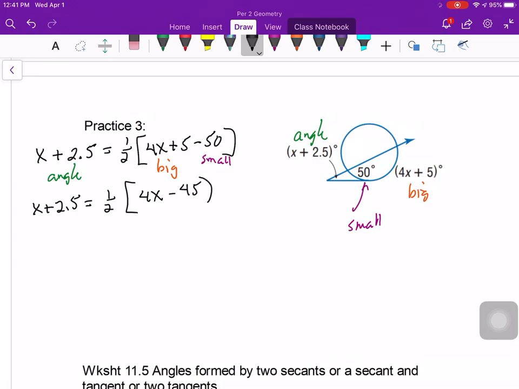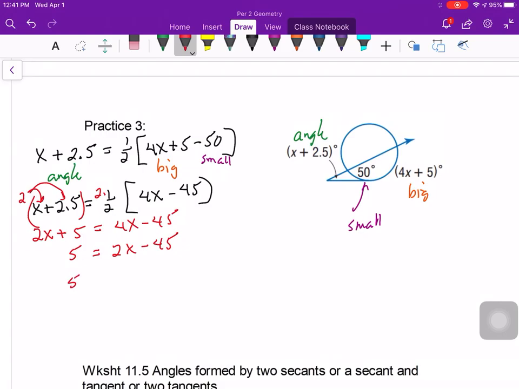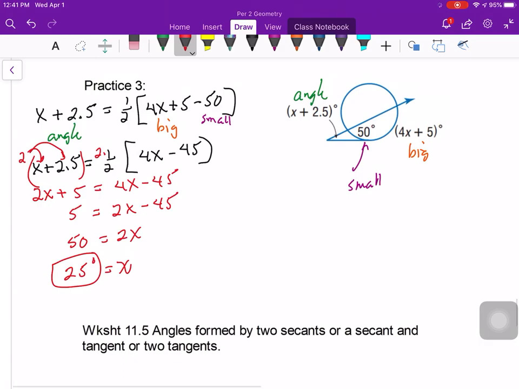So we have x plus 2.5 equals 1/2 4x minus 45 when we combine like terms. I'm going to multiply by 2. I distribute 2x plus 5 equals 4x minus 45. Subtract 2x. Add 45. And divide by 2.